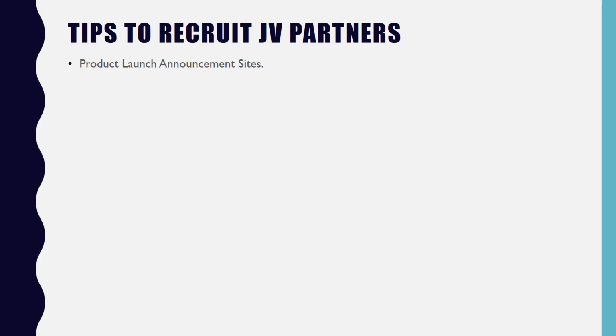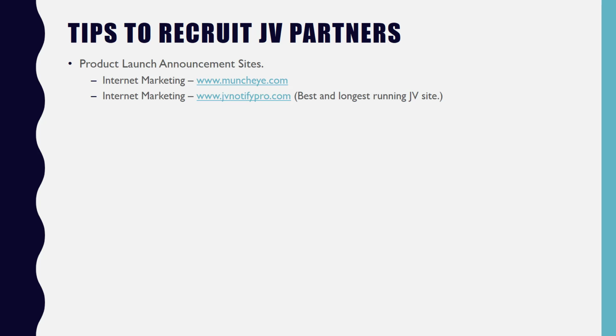So to do that, you can go out to product launch announcement websites. And if you're in the internet marketing niche, one of the most popular product launch announcement sites out there is muncheye.com. And another really good one that I love for niches outside of internet marketing is jvnotifypro.com, which also caters to internet marketing. But if you have a product launch coming up in any niche market, generally you can get it listed here. He lists most of them on his launch calendar. So it's the best and longest running JV site. All the members on this website are affiliate partners actively looking for products.